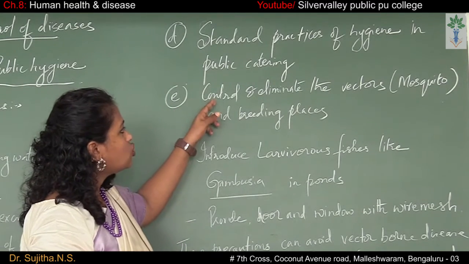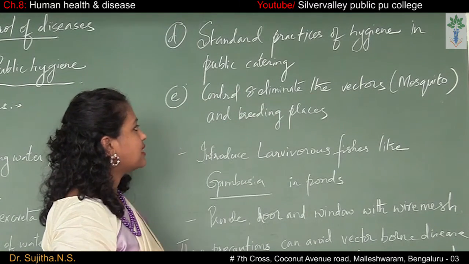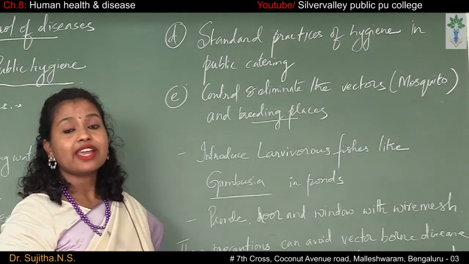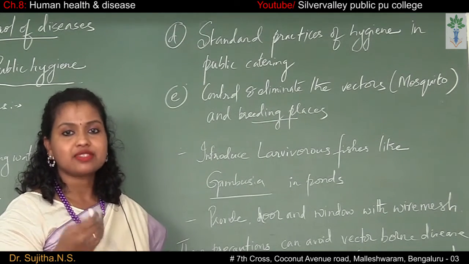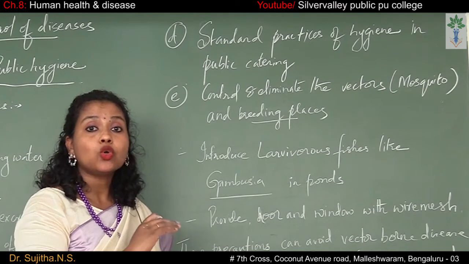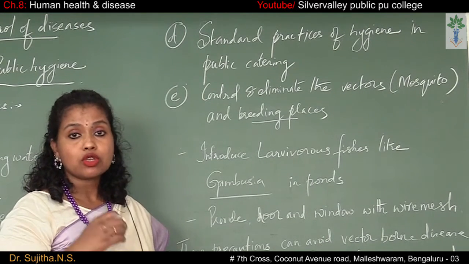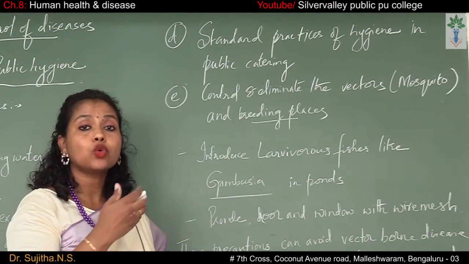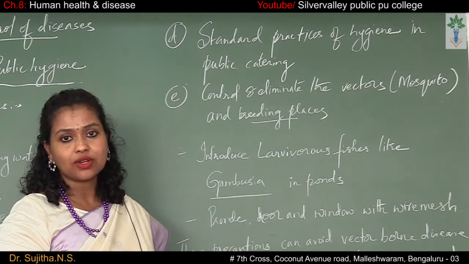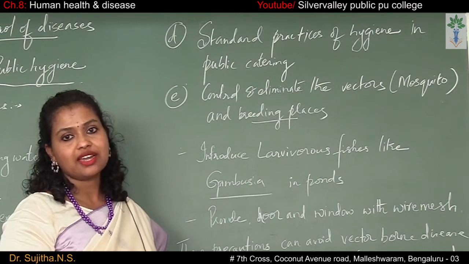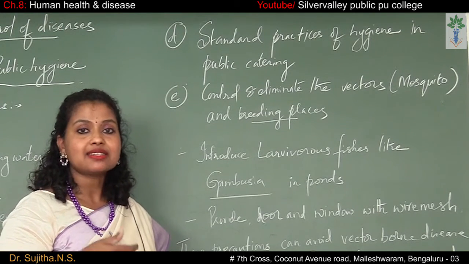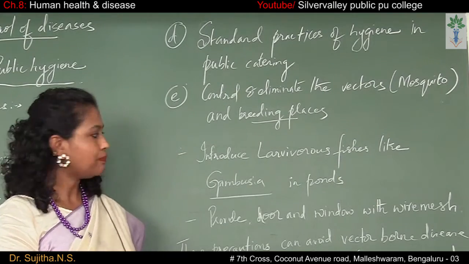The next one is to control and eliminate the vectors, that is the mosquito and its breeding places. We can control these vectors by making sure that there is no stagnant water, and if we have coolers in our house, we have to regularly change the water in them, and we should use mosquito nets while sleeping. In this way we can keep the mosquitoes away.